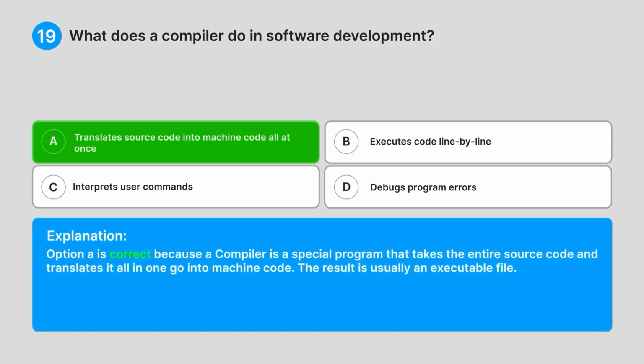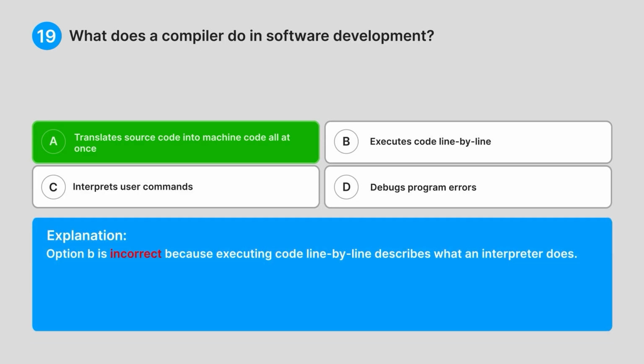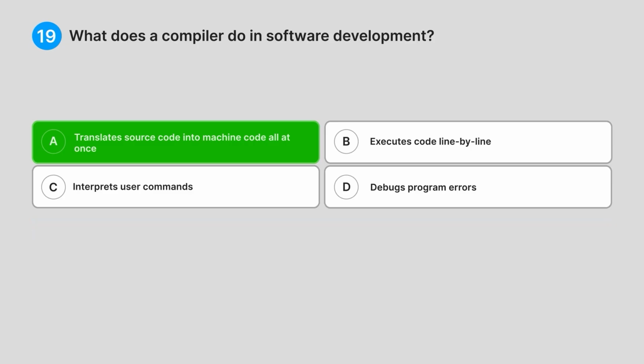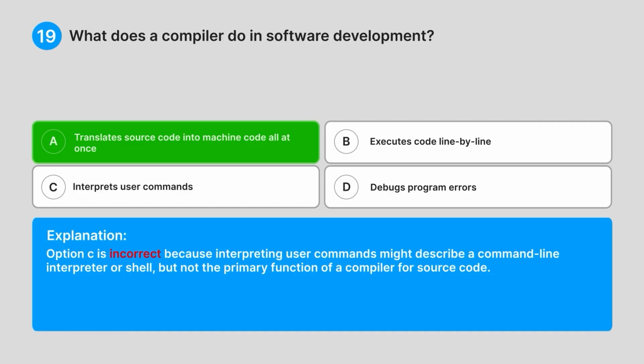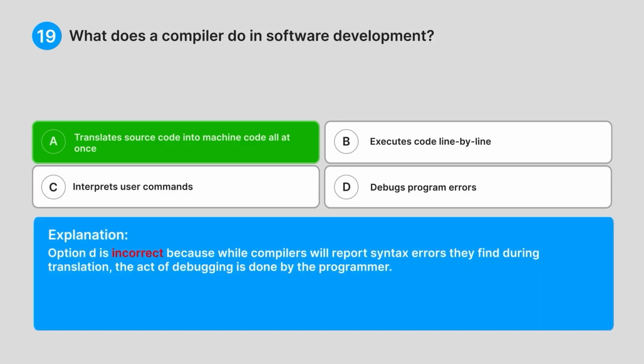Explanation. Option A is correct because a compiler is a special program that takes the entire source code and translates it all in one go into machine code. The result is usually an executable file. Option B is incorrect because executing code line by line describes what an interpreter does. Option C is incorrect because interpreting user commands might describe a command line interpreter or shell, but not the primary function of a compiler for source code. Option D is incorrect because while compilers will report syntax errors they find during translation, the act of debugging is done by the programmer.